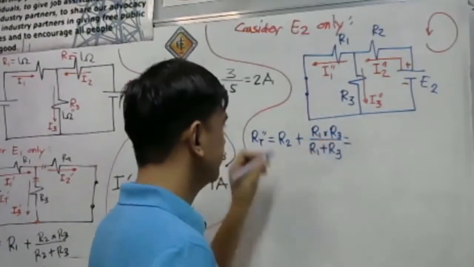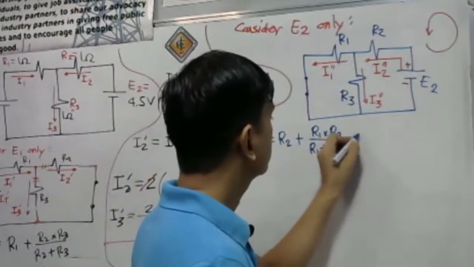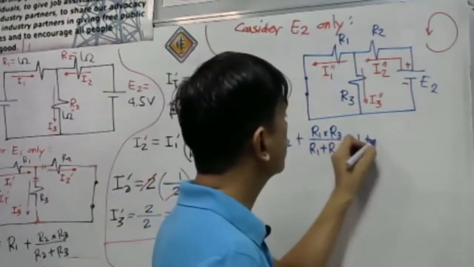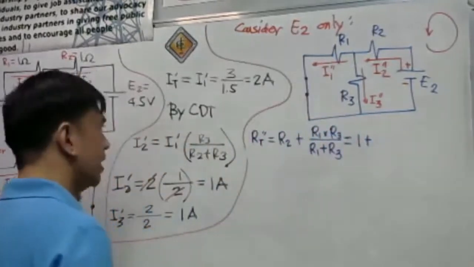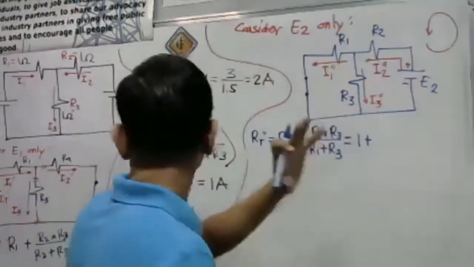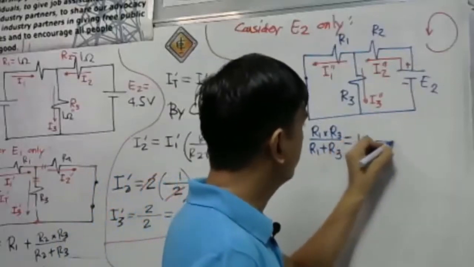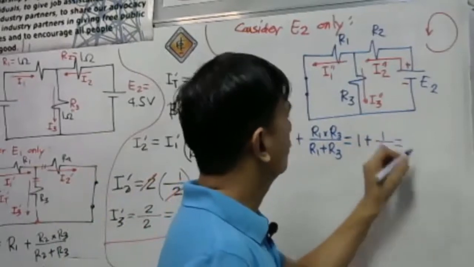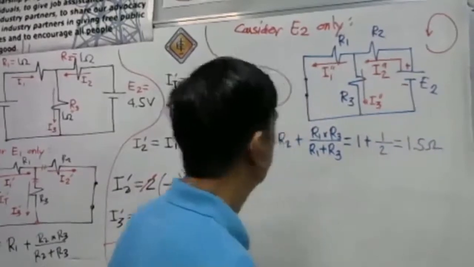Okay, let us just substitute the value. R2 is simply 1, and then plus, what about R1 and R3? It's just 1, so still identical resistors in parallel. The branch resistance is 1, the number of branches is 2, so that is 0.5, which gives 1.5 ohms.